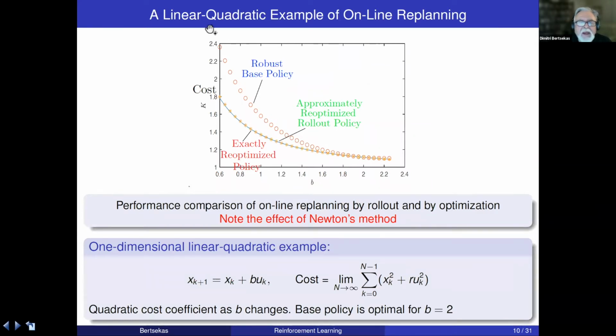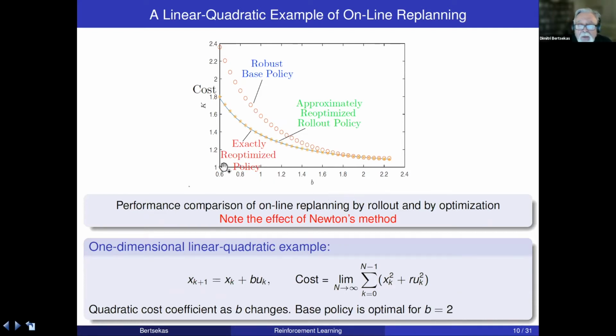This is a linear quadratic example, and we're going to look at online replanning as the parameters of the system change. Now, the example is simplified. There's only one unknown parameter, B. It's only this B that changes. And the cost function is quadratic, and we'll use an infinite horizon here so that we can use the Riccati equation calculations for this example. Now, B changes, and we use a base policy, a robust, quote-unquote robust policy that's optimal for B equals 2.